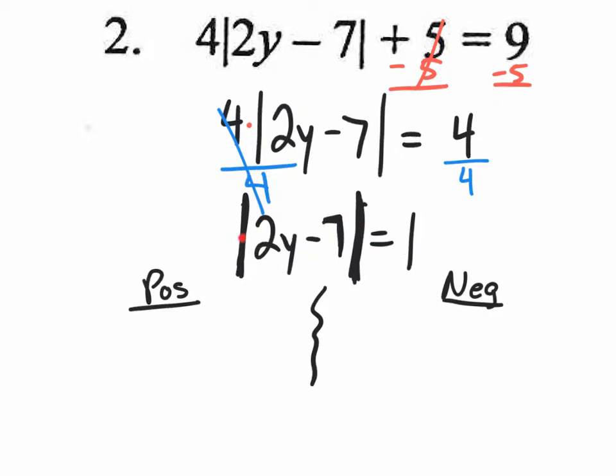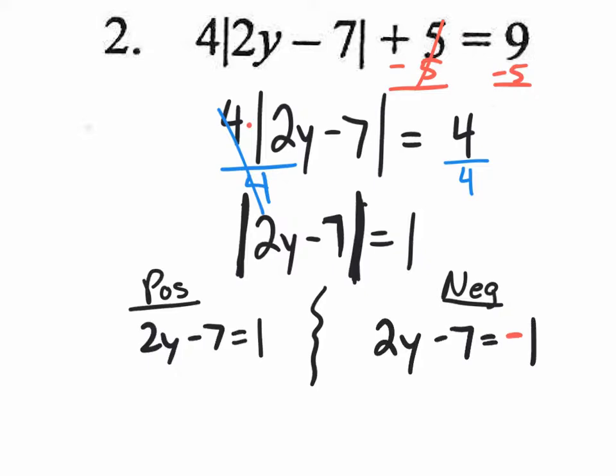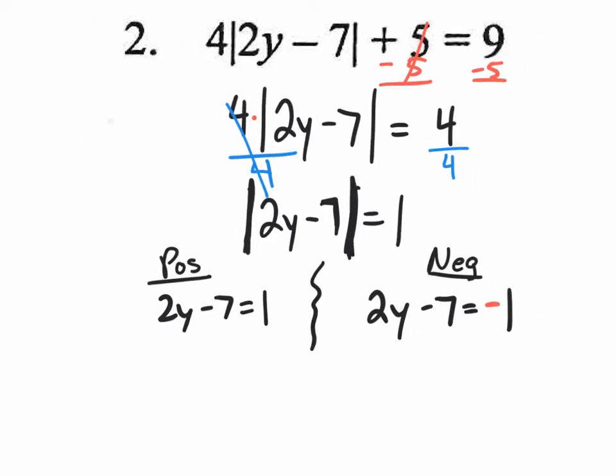Rewrite this isolated absolute value equation without the absolute values, giving you 2y minus 7 equals 1. And for the negative situation, same thing, 2y minus 7, but you only change the sign of the right side, making it a negative 1 instead of a positive 1. Then of course we're going to solve both. The left one, add 7, you'll end up with 2y equaling 8. Divide by 2, you get y equals 4.